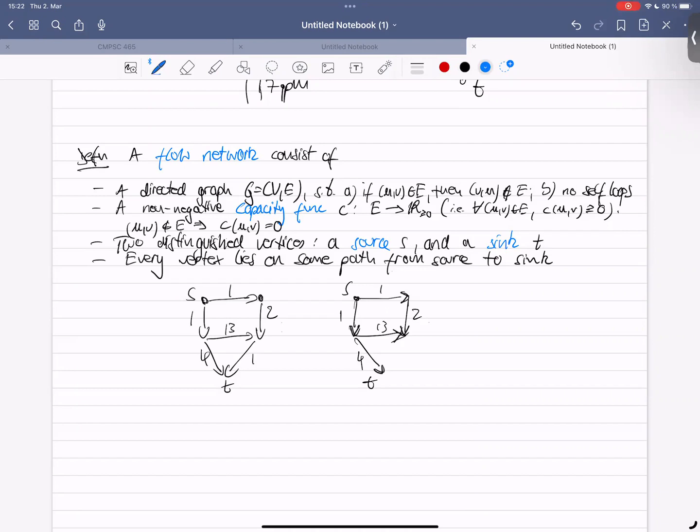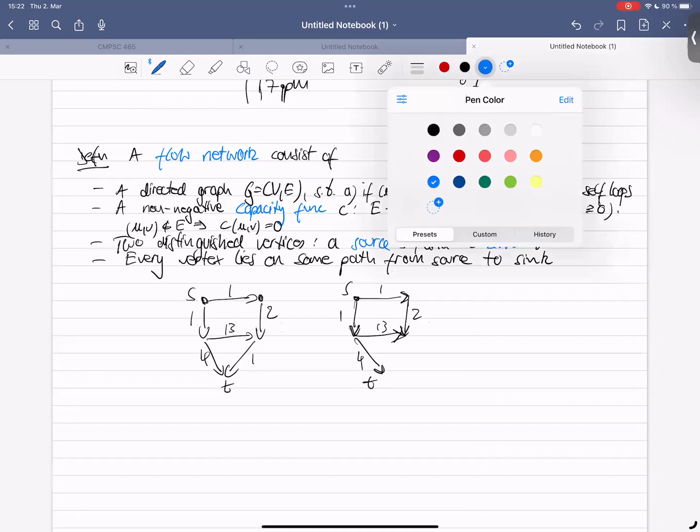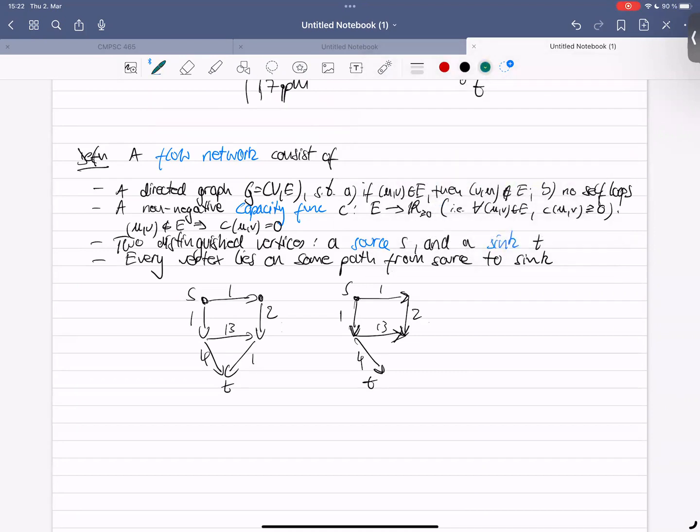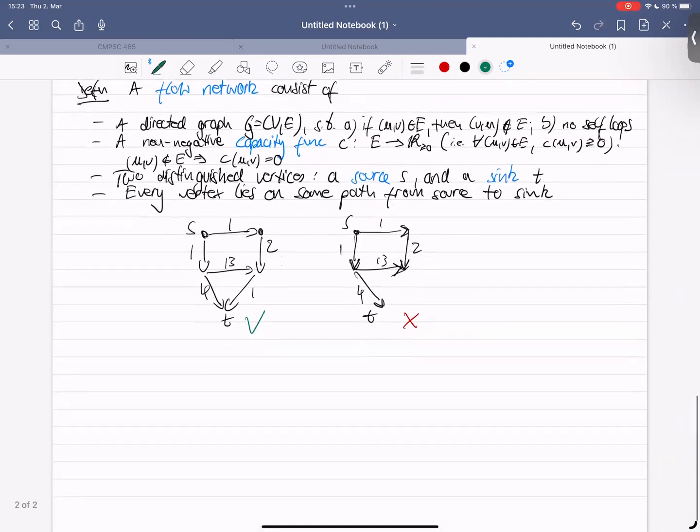There's only one sink node the way I defined it. I see what you're saying. Exactly, and that would be this one. This is a vertex that doesn't lie on any S to T path. And this is why this is not a flow network the way we defined it. And this one is indeed one. Okay, so this is basically the structure that we're working with.